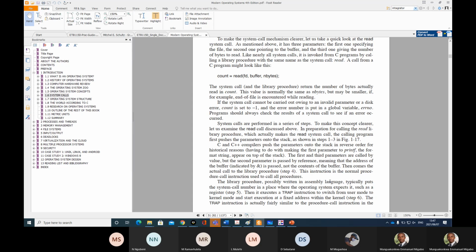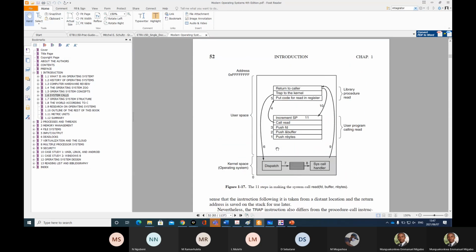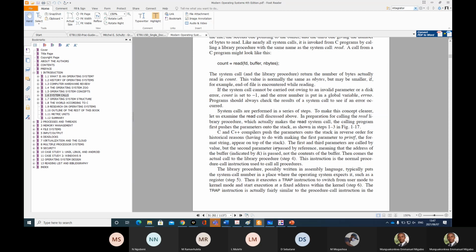Okay. So that's about the different steps that get involved when it comes to a system call and what it is. The trap instruction, as we mentioned, is very useful. But there is a last step in the system call, that is step 5, which has to do with the fact that the library procedure, possibly written in assembly, typically puts the system call number in a place where the operating system expects it, such as a register.